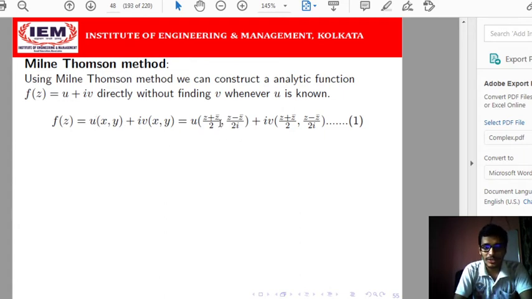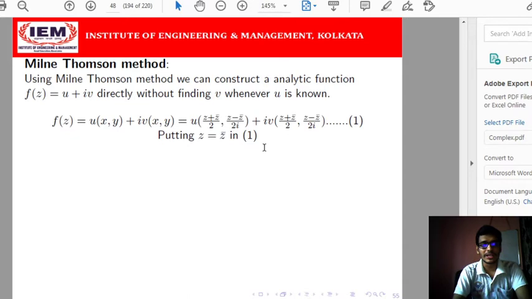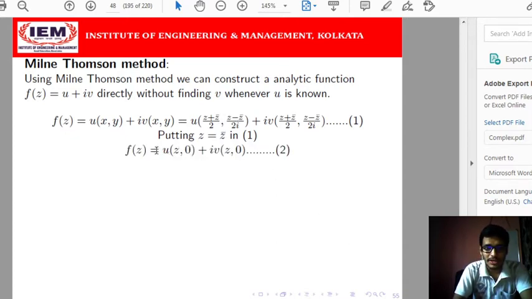Now by substituting these values, we can convert u and v from functions of x and y to functions of z and z bar. This will be valid for any value of z, because we are trying to frame an analytic function, and in an analytic function the value of z can be any arbitrary value. So here we can use the value z equals z bar also, because this will be satisfied for any value of z. If we substitute z equals z bar here, this will be converted to u(z, 0) plus i v(z, 0). So now this f(z) is converted into a function of z alone.